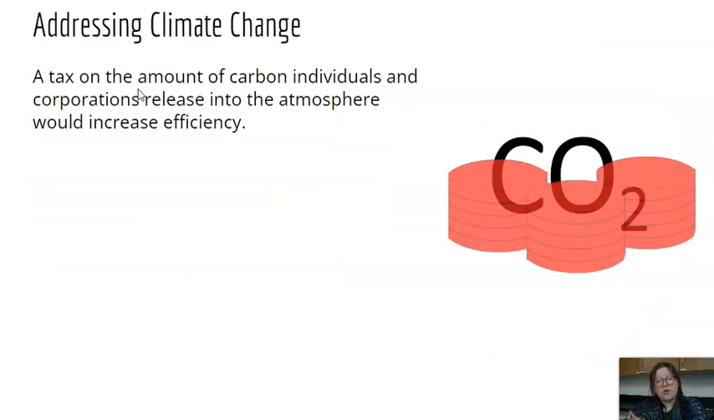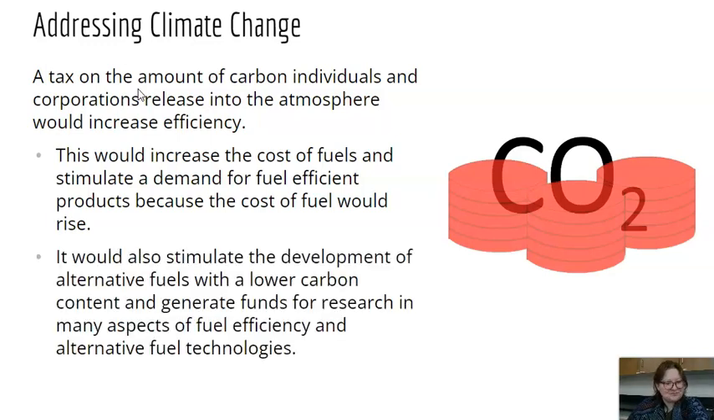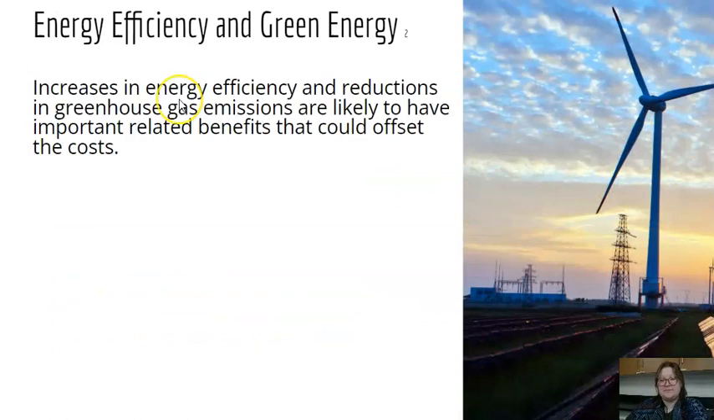Another way to address climate change is a tax on the amount of carbon individuals and corporations release into the atmosphere. People don't want to pay for things, so if you make them pay for their pollution, maybe they will pollute less. This would increase the cost of fuels and stimulate a demand for fuel-efficient products. It's like gas being $5 a gallon versus $2 a gallon. If it's $5 a gallon, you're going to want a car that gets higher miles per gallon. It would also stimulate the development of alternative fuels with a lower carbon content and generate funds for research in many aspects of fuel efficiency and alternative fuel technologies.